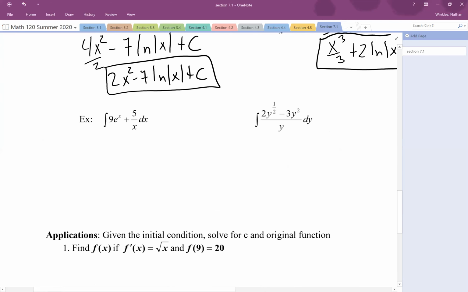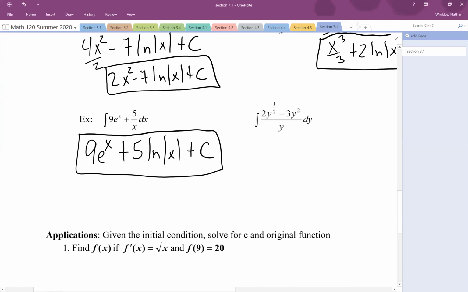If we have the integral of 9e to the x plus 5 over x dx, the antiderivative of e to the x is e to the x. The antiderivative of 5 over x is 5 natural log absolute value of x plus c, and that would be our answer there.